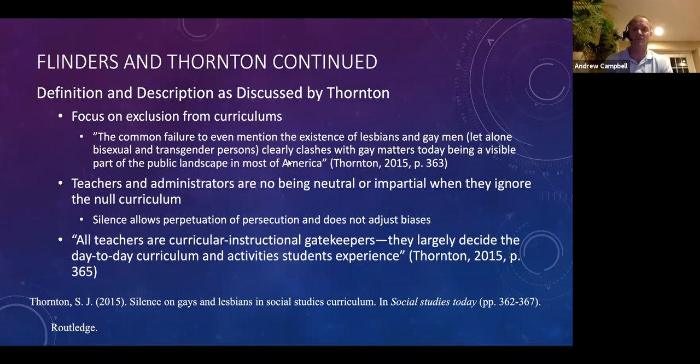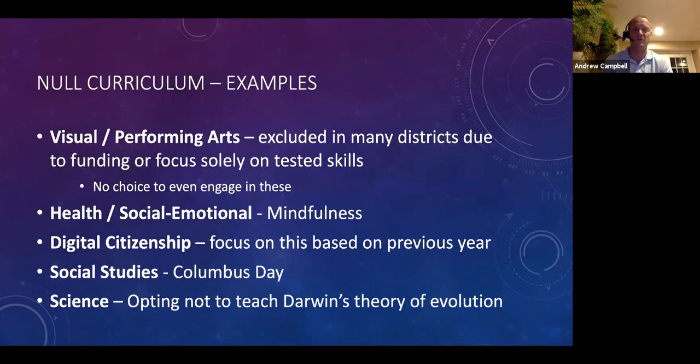So now that we've gotten the perspectives of Thornton and Flinders and others, these are just some examples. We've briefly touched upon a few of them, but here's a few more. The idea of the exclusion of the visual and performing arts. Unfortunately, I know this is the case in Baltimore City due to either funding or because of the prioritization of these tested skills. They're not a part of the Common Core. A lot of these are pushed by the wayside.